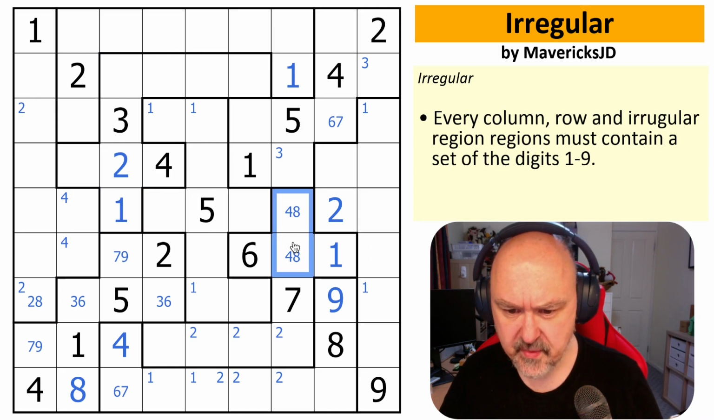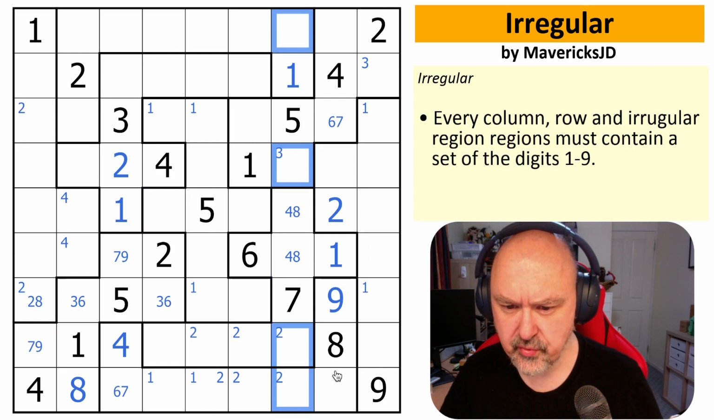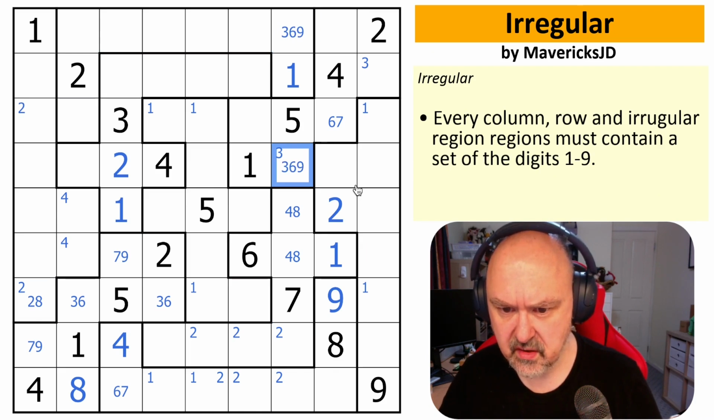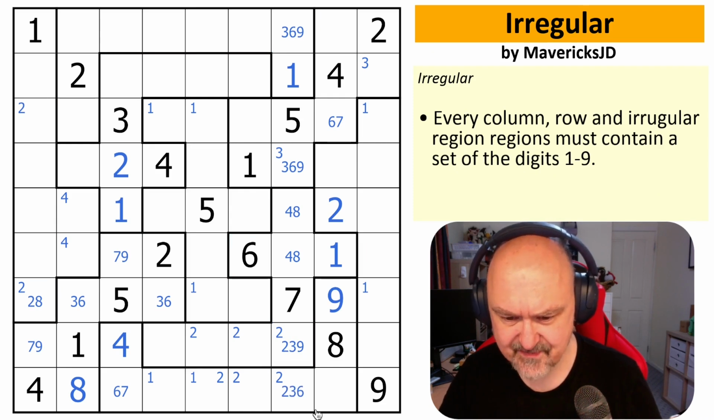That's a 4-8 pair. So this is now a quadruple, which is 2, 3, 6, and 9. So that's 3, 6, or 9. That's 3, 6, or 9. That's 2, 3, or 9, because it sees a 6. And that's 2, 3, 6.